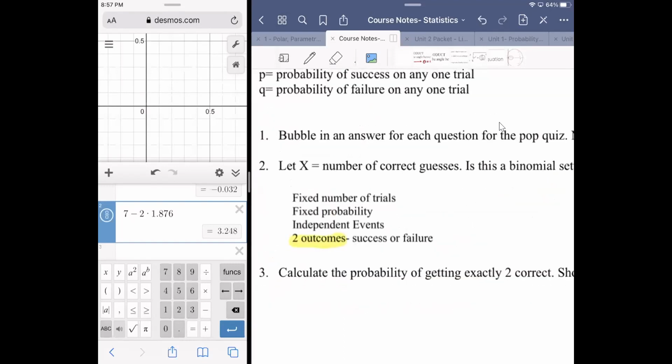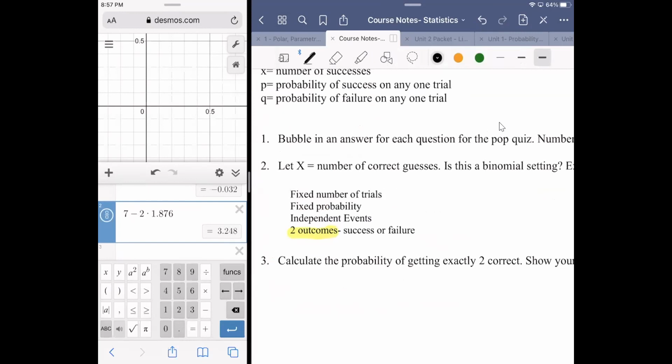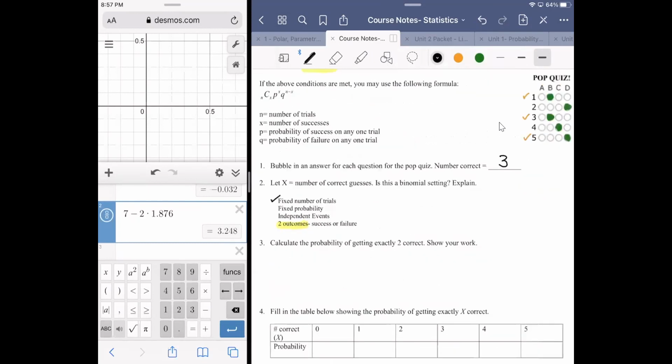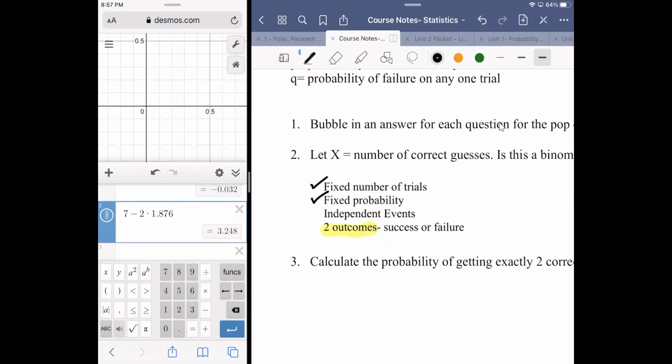All right. So was there a fixed number of trials? Yeah, there were 5 questions. That didn't change throughout the process. All right. Fixed probability. Yeah, I got a 1 in 4 chance every step of the way. None of the choices disappeared along the way. If I chose choice A for question 1, that doesn't mean I can't choose choice A for question 2, 3, 4, 5. So that's fine. And then success or failure. I mean, that is the definition of success or failure. It's right or wrong.